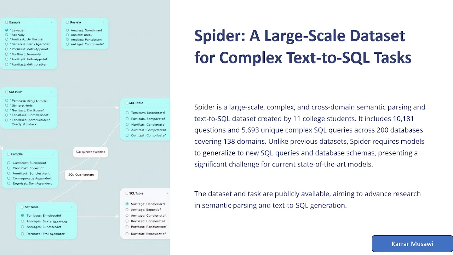10,181 questions and 5,683 unique complex SQL queries across 200 databases covering 138 domains. Unlike previous databases, Spider requires a model to generalize to new SQL queries and database schemas, presenting a scientific challenge for current state-of-the-art models. The dataset and tasks are publicly available to advance research in semantic parsing and text-to-SQL generation.